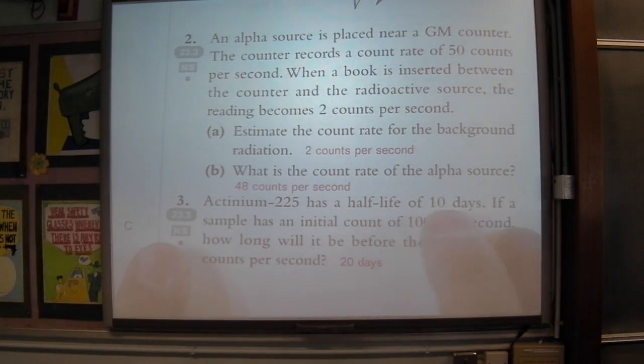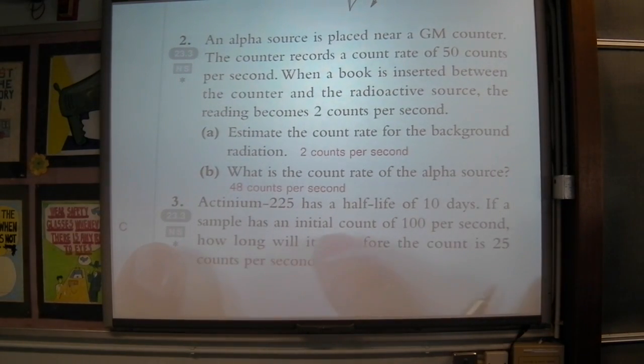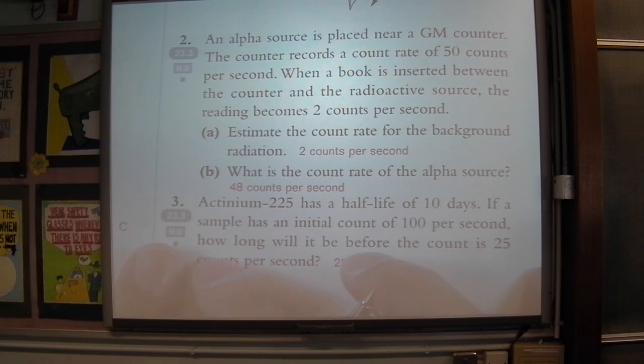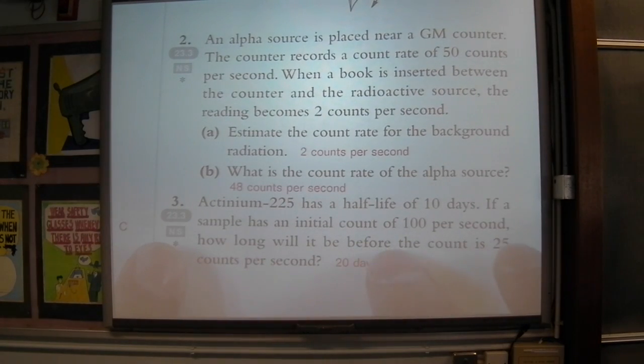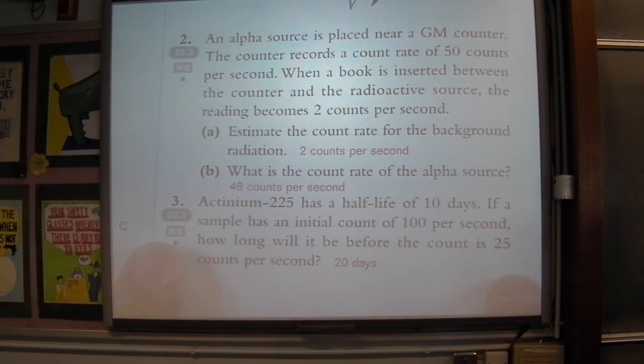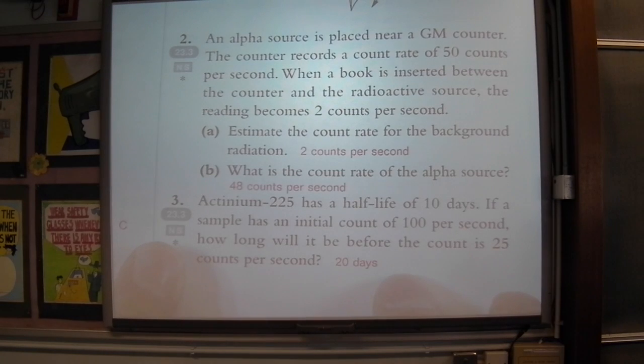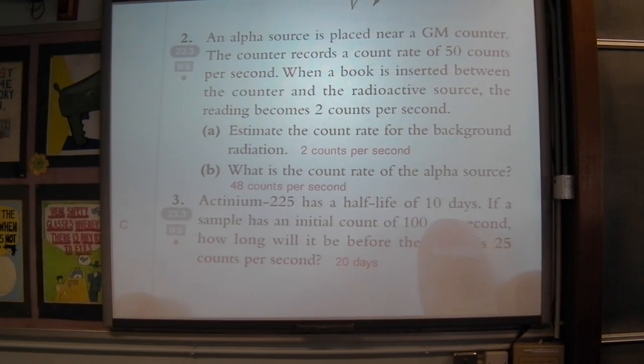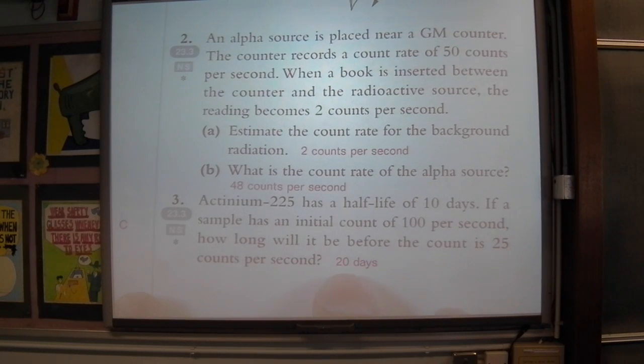Hafnium-225 has a half-life of 10 days. If a sample has an initial count rate of 100 per second, how long will it be before the count is 25 counts per second? Now, 100 to 25 is 1/4. So it has to be 2 half-lives, and the half-life is 10 days, so 2 half-lives is 20 days.